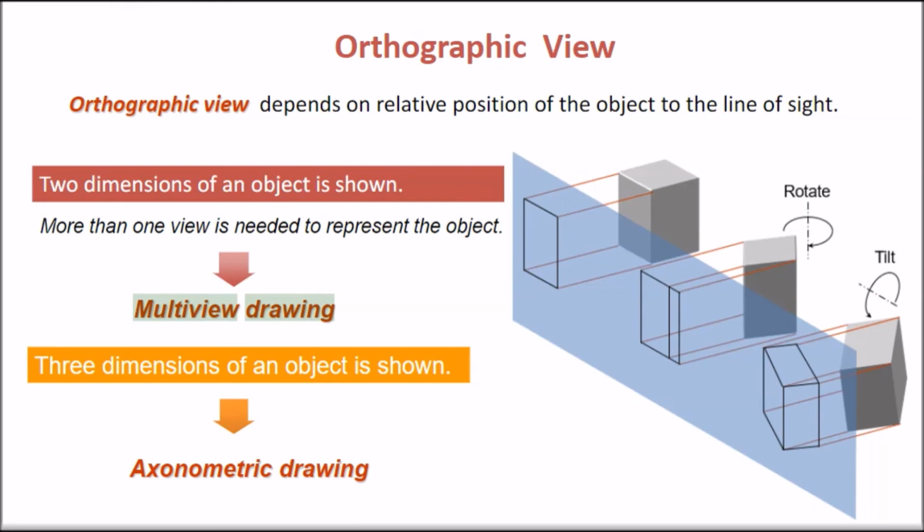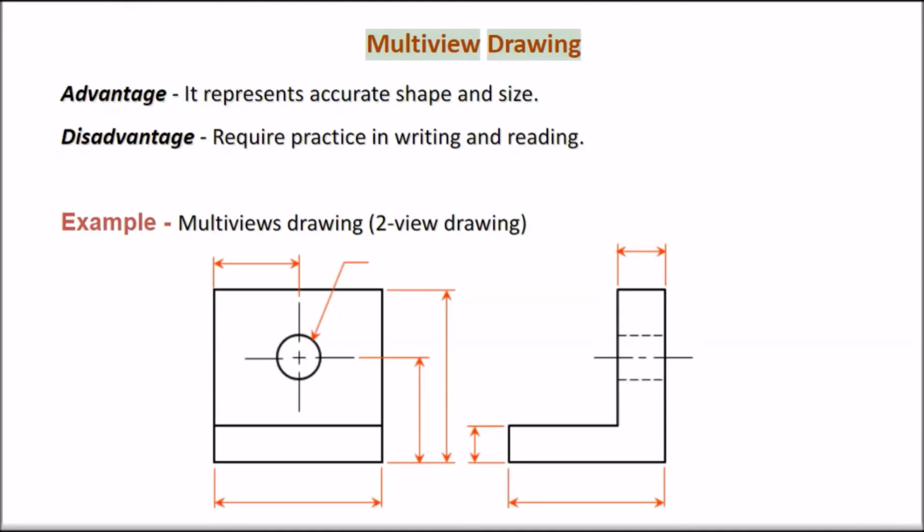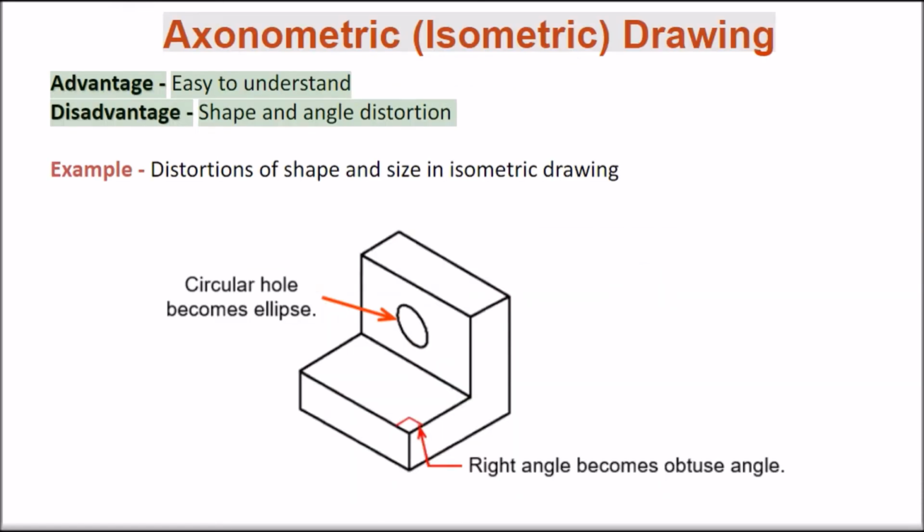Multiview drawing. Axonometric drawing. Multiview drawing. Advantage: it represents accurate shape and size. Disadvantage: requires practice in writing and reading. Example: multiview drawing, 2-view drawing. Axonometric drawing advantage: easy to understand. Disadvantage: shape and angle distortion. Example: distortions of shape and size in isometric drawing.